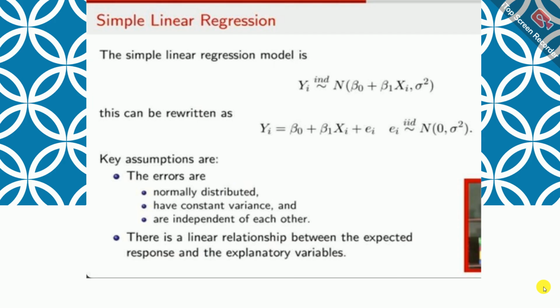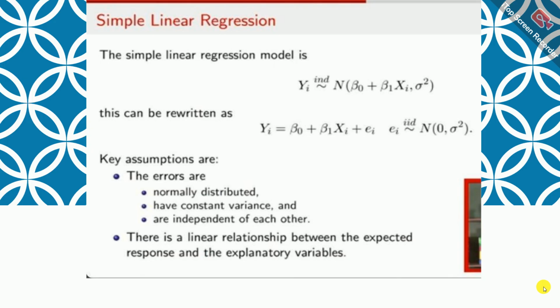Let me remind you that the simple linear regression model is specified as follows, and the key assumptions associated with the simple linear regression include: the errors are normally distributed, they have constant variance, and they are independent of each other. There is a linear relationship between the expected response and the explanatory variables.